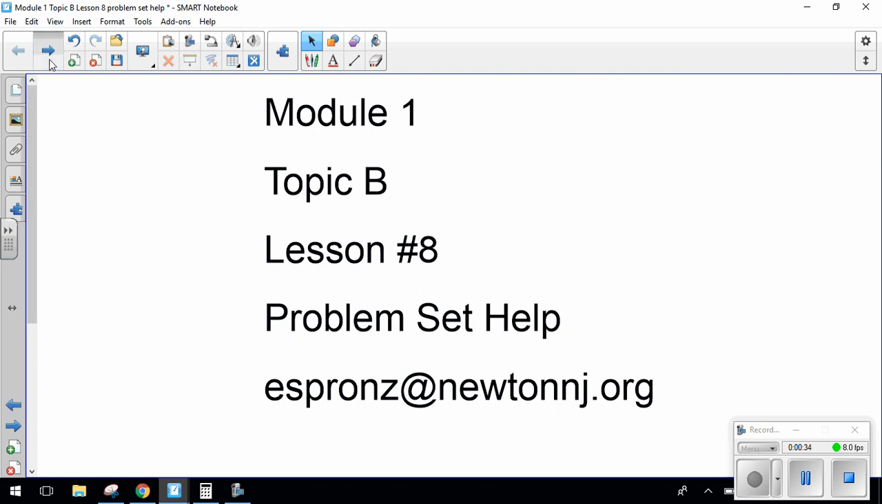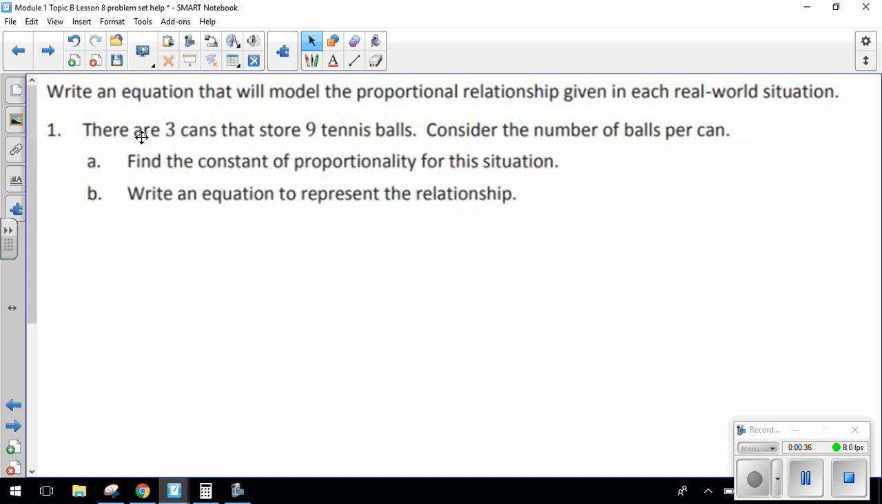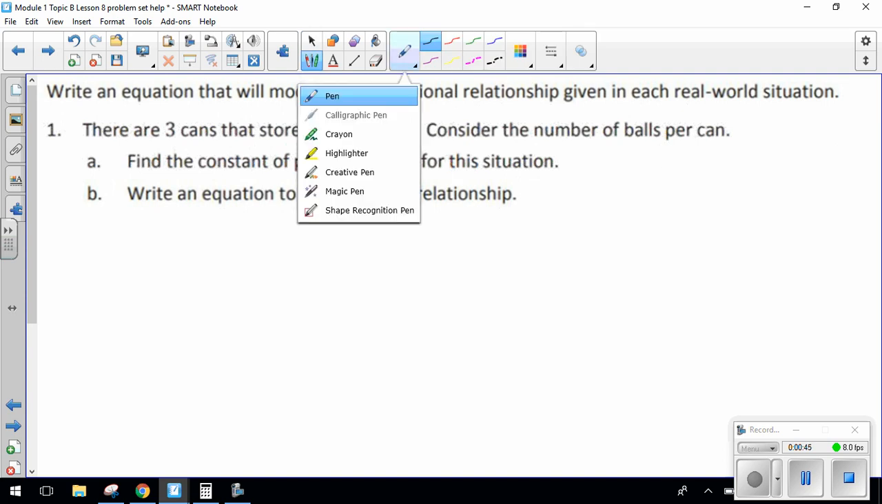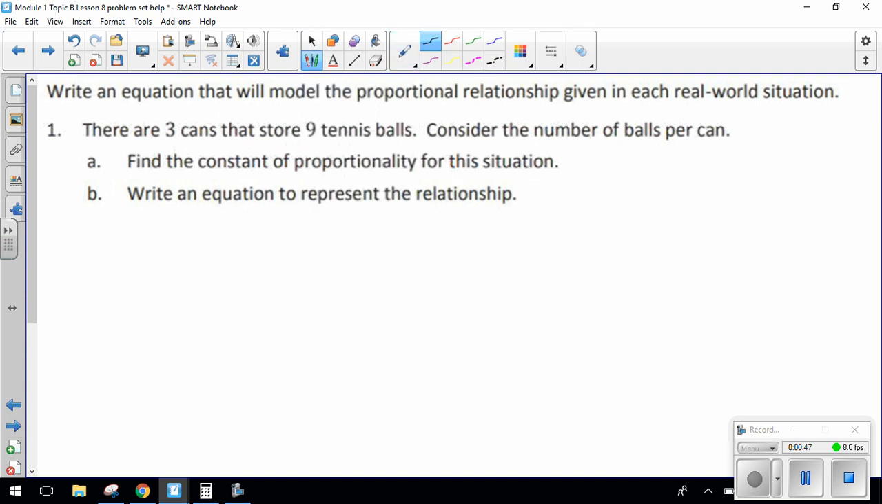So let's begin. Number 1: write an equation that will model the proportional relationship. Remember, when it's asking you to write an equation, we are looking for y is equal to kx, and the k represents your unit rate or your constant. So to do that, let's answer these questions.